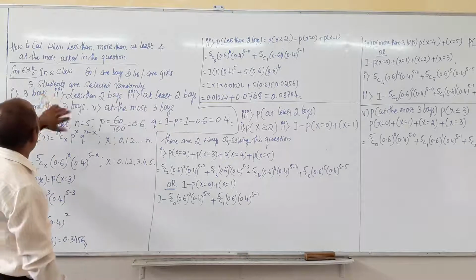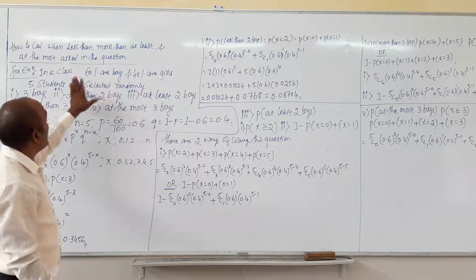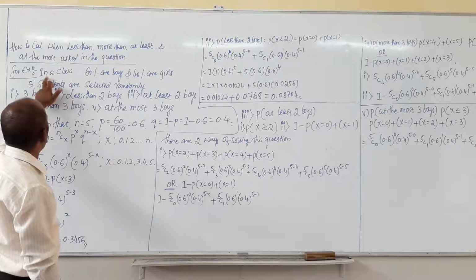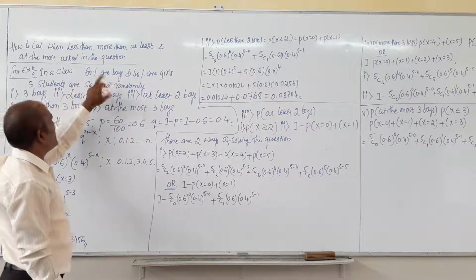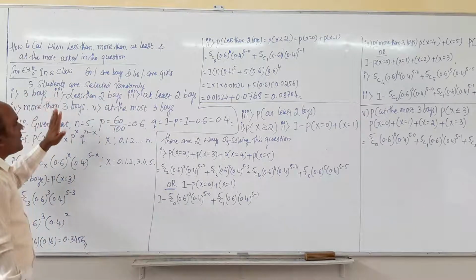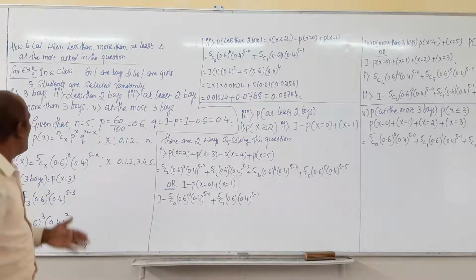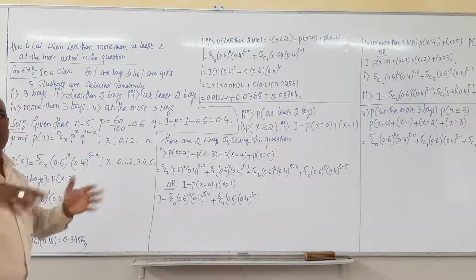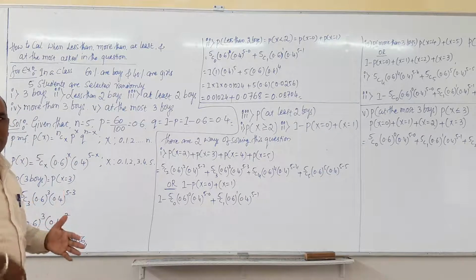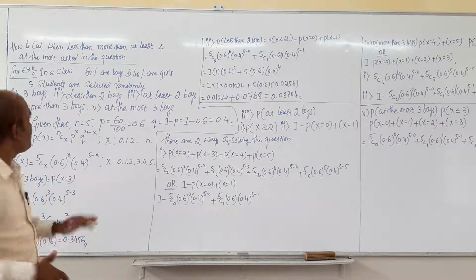To take one example, in a class 60% are boys. They give this much information. In a class 60% are boys. 5 students are selected randomly. What is the probability that? Then they will give sub questions: 3 boys, at least 2 boys, more than 3 boys, like this.